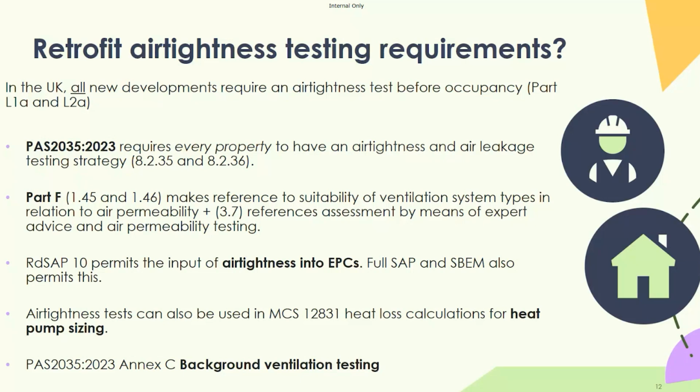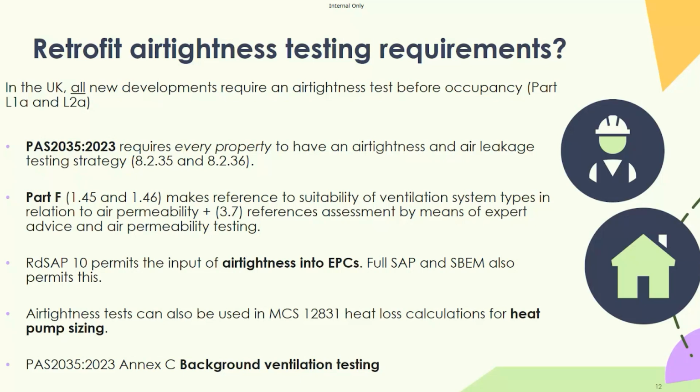And this is requiring that every property has an air tightness and air leakage testing strategy. So the relevant clauses there are 8.2.35 and 8.2.36. I've got another slide on that to unpack that in a bit more detail, because I appreciate that creates a bit of greyness. What's a testing strategy? It doesn't say to explicitly test exactly, but we'll come back onto that.